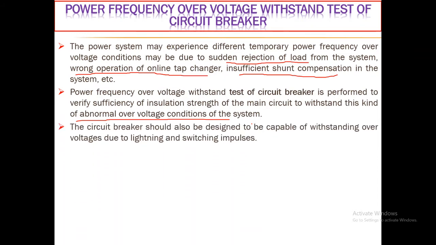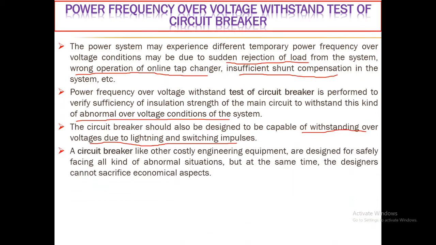The circuit breaker should also be designed to be capable of withstanding the over voltages due to lightning and switching impulses. To assess this quality, the impulse voltage test is normally performed. That is part of the impulse voltage testing, where the impulse voltage is of a large magnitude with short duration, generated by impulse voltage generators. After generating the impulse voltages, they are applied to the circuit breakers.